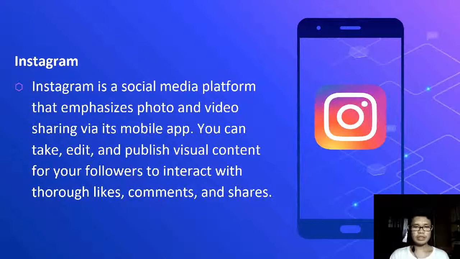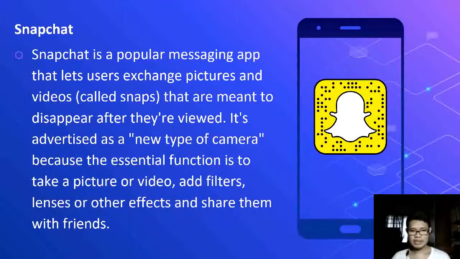Instagram is a social media platform that emphasizes photo and video sharing via its mobile app. You can take, edit, and publish visual content for your followers to interact with through likes, comments, and shares. Next is Snapchat. It is a popular messaging app that lets users exchange pictures and videos called snaps that are meant to disappear after they've been viewed. It's advertised as the new type of camera because the essential function is to take a picture or video, add filters, lenses, or other effects and share them with friends.